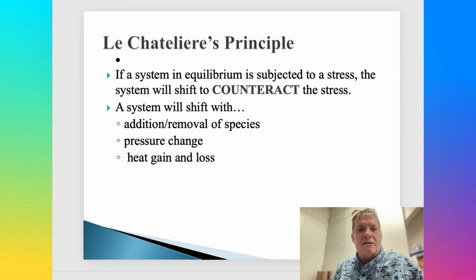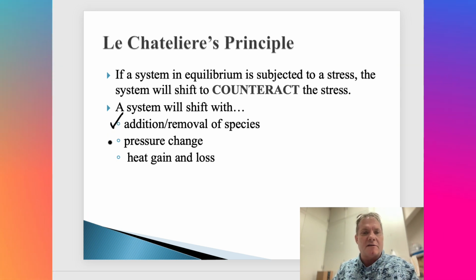So what we're talking about in this particular slide is Le Chatelier's principle. That's simply a principle that states that a system in equilibrium can be subjected to a stress that causes an imbalance in that equilibrium. The system is going to naturally shift to counteract that stress. So what do we mean by a stress? There's a couple different things we can talk about. The addition or removal of a species that's involved in the equilibrium, changes in pressure for gaseous systems, and a heat gain or loss, which obviously is accomplished by changes in temperature.